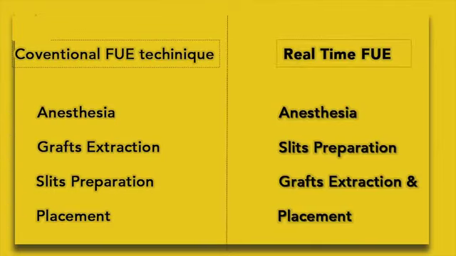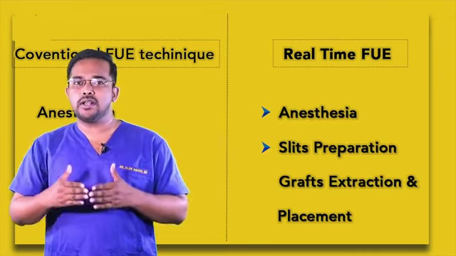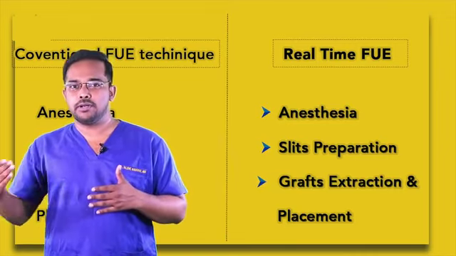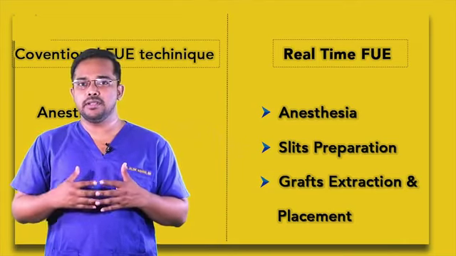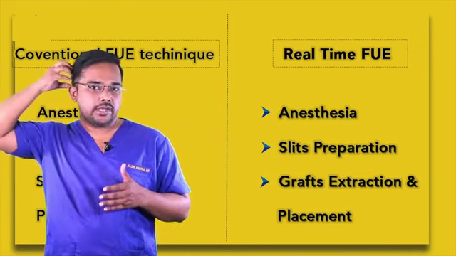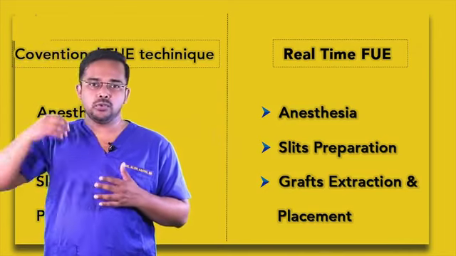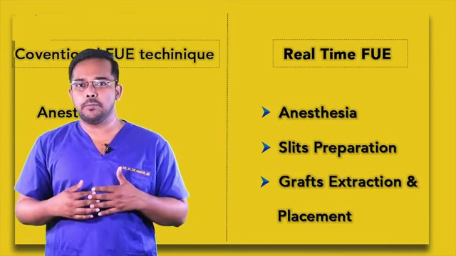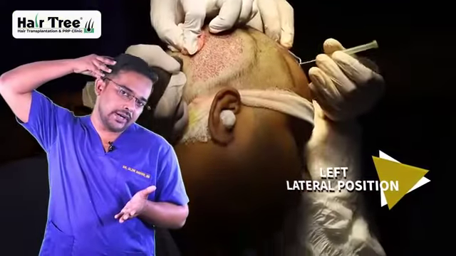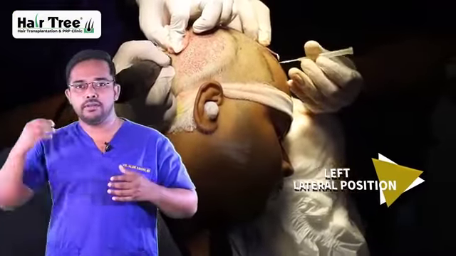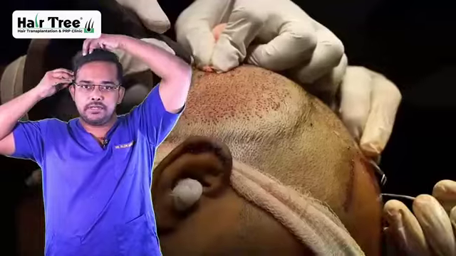So in real-time FUE, the difference over conventional FUE is that after the anesthesia and slit making is over, the third and fourth steps are performed simultaneously. That means once the pre-made slits have been made, we extract the grafts and put them into the pre-made sites using an implanter. First the patient lies down on the left side, and grafts are extracted from this area. When being extracted from this area, they are simultaneously placed without keeping them outside.